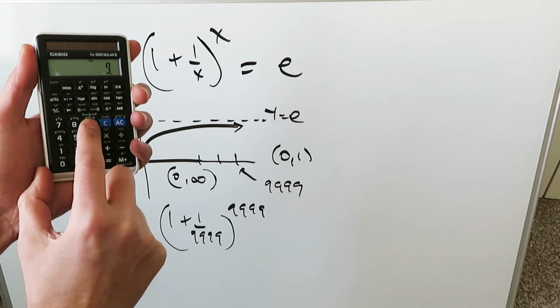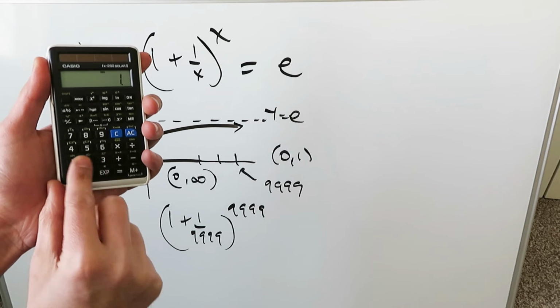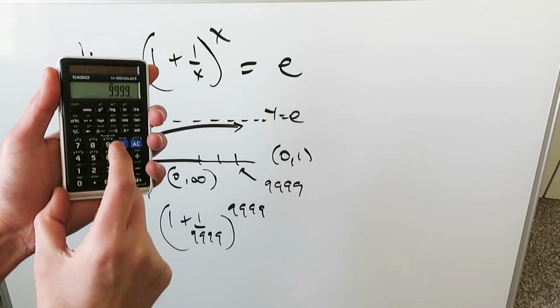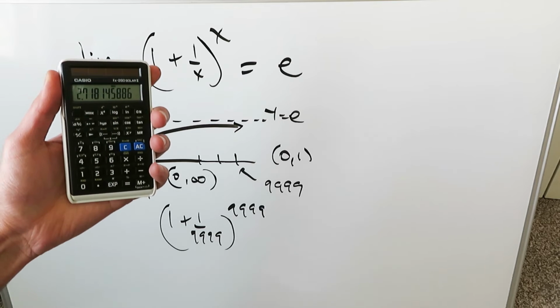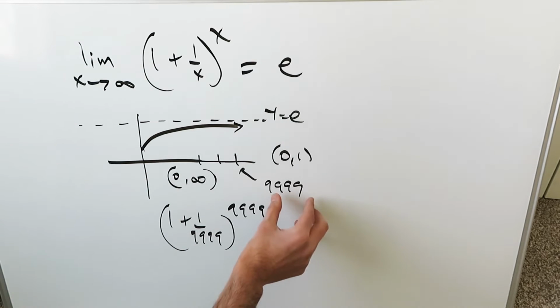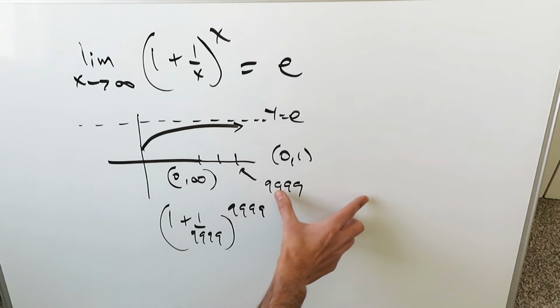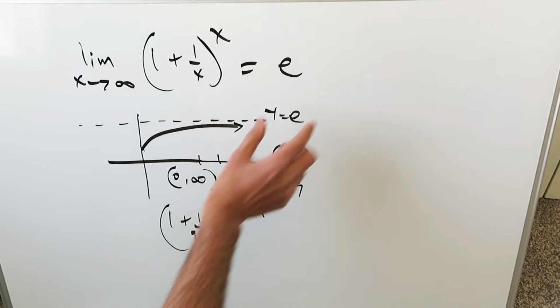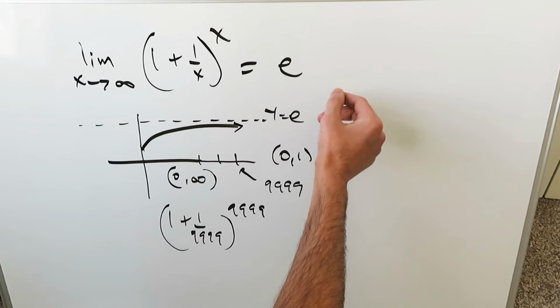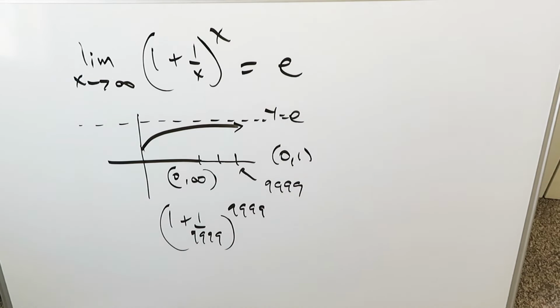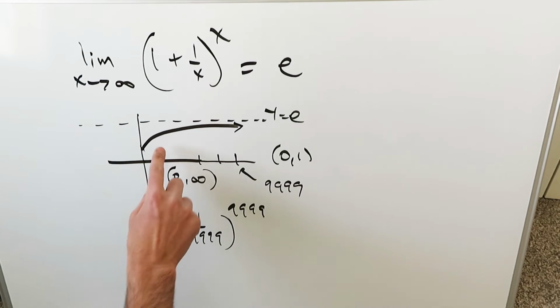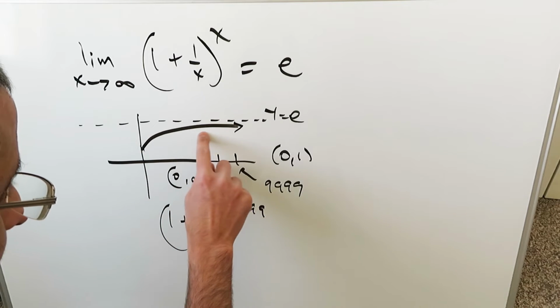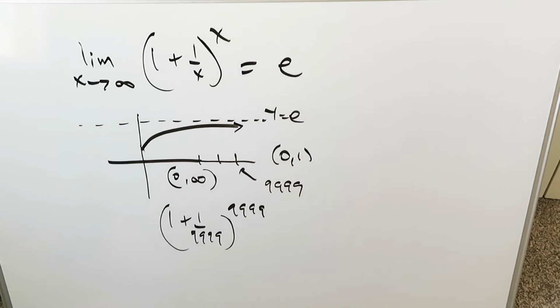I'll do 1 divided by 9,999, plus 1, exponent that same 9,999. I'm getting 2.718. You can imagine as I start making this value larger and larger, closer to infinity, we will actually approach the value of Euler's number, 2.718281828 and onwards. It's an irrational constant. Your function is approaching a horizontal asymptote y equals e, and that exactly is why your end result is this.